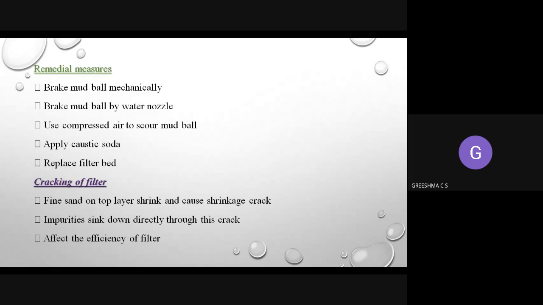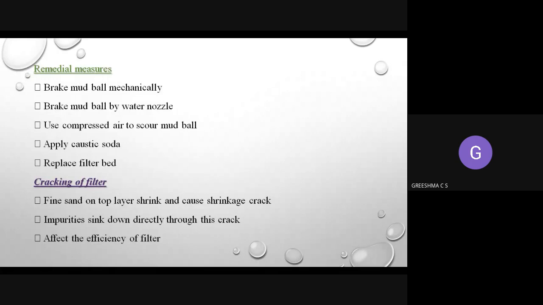Another remedial measure is that you can apply caustic soda, and it will break. Or you should replace the filter bed. Whenever you see any type of mud balls trapped between the filter media, you can replace the filter bed. So mainly 5 remedial measures are there.